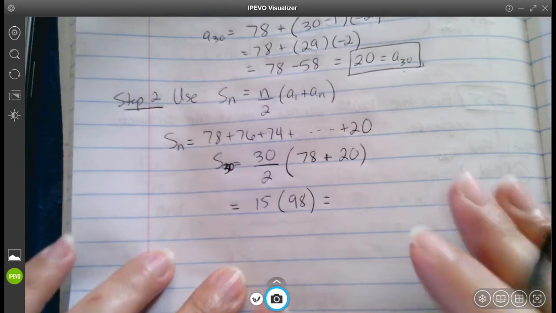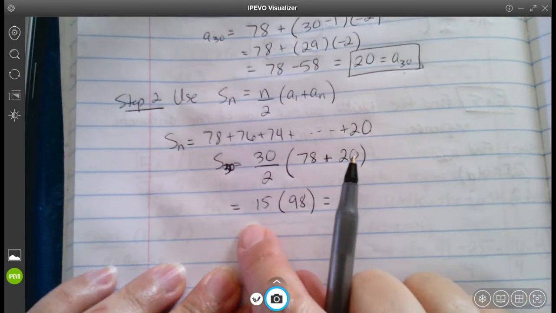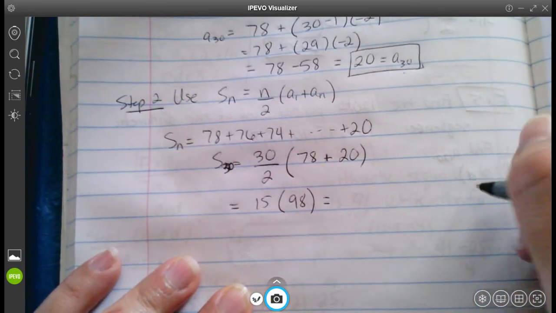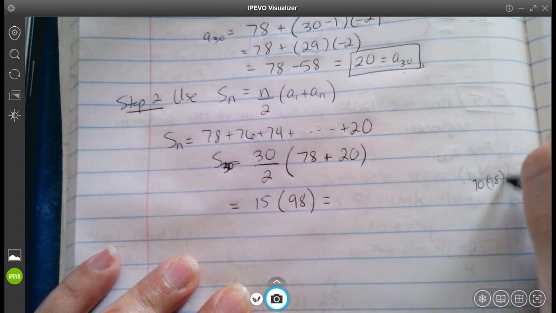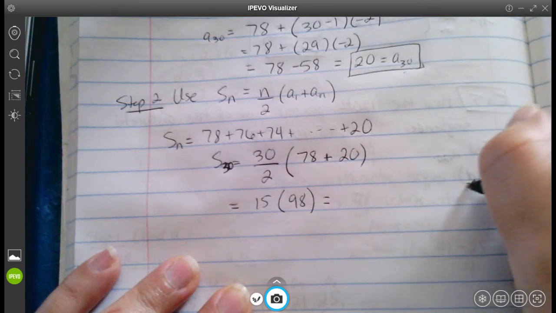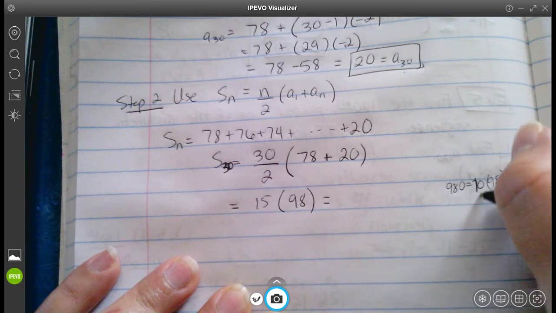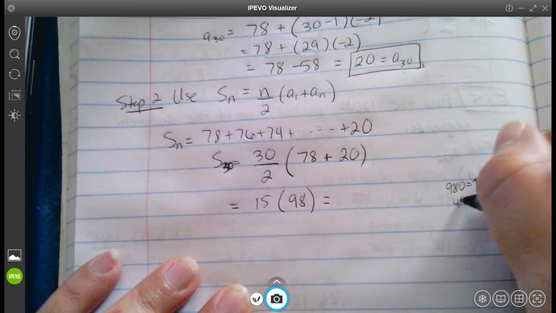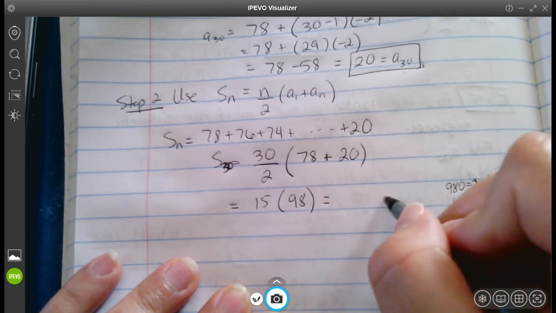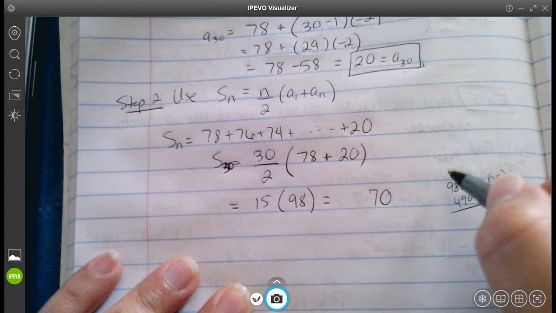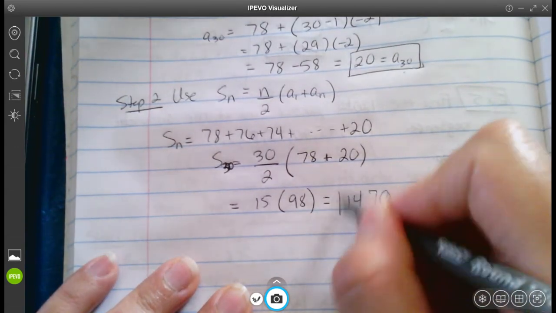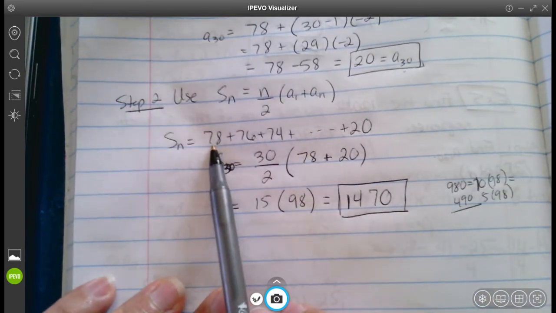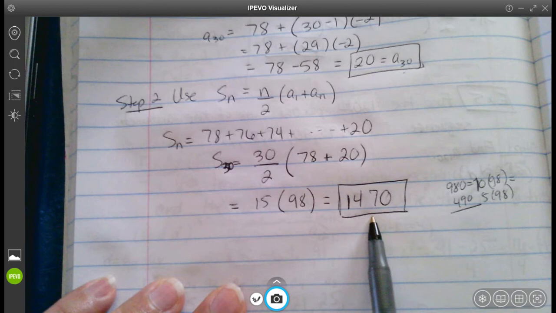Well, what I would do is multiply it by 10 and then take half of it, because 15 is 10 plus 5, right? So 10 times 98 is 980. Okay, then 5 times 98, well, it's just half of this one, right? So half of 980 is 490. You add those two up, and our answer for this is 1,470, which means that from 78 all the way to this 20, if you add them up, that's what you get.